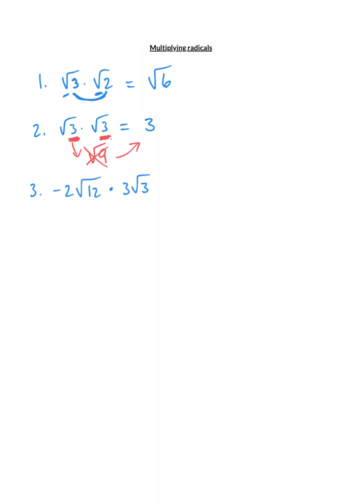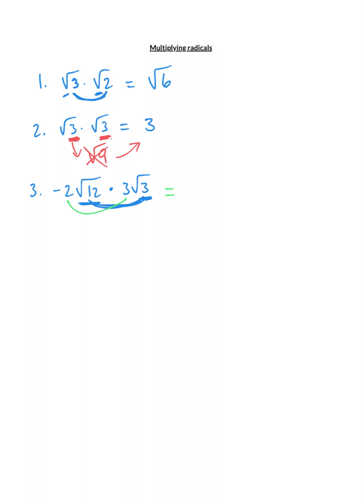For our next example, let's do negative 2 times the square root of 12 times 3 times the square root of 3. Now you can see that you can simplify the square root of 12. So there are two ways to do this. Since these numbers aren't very big, you can just multiply your radicands, which you have underneath the square root, and then you can also just multiply your outside numbers. So I'm going to show you two ways to do this.